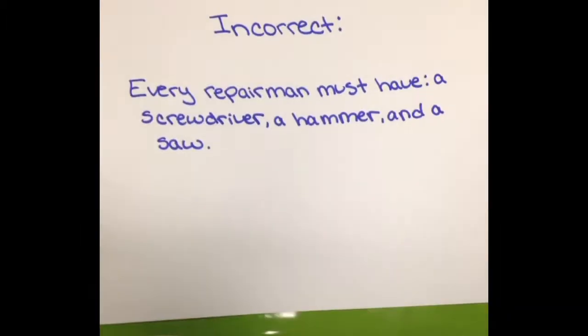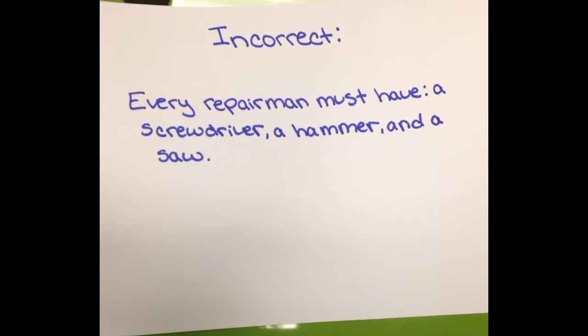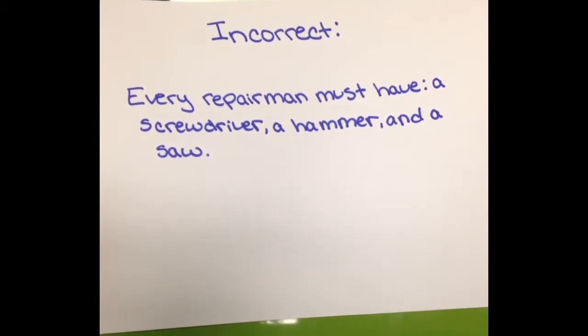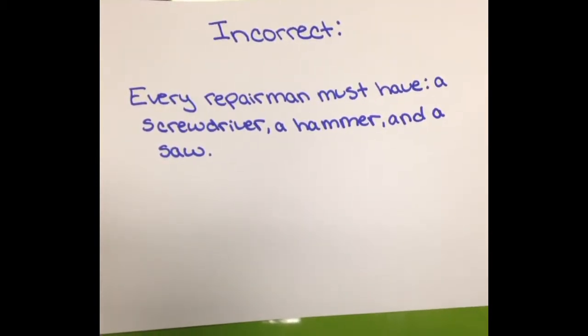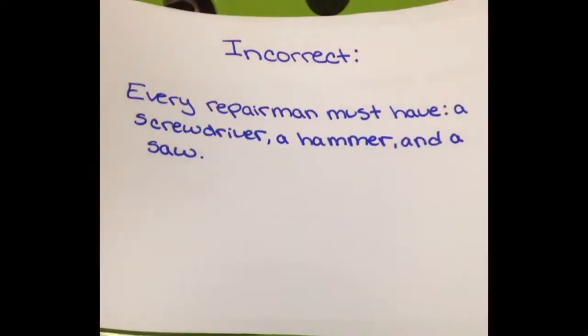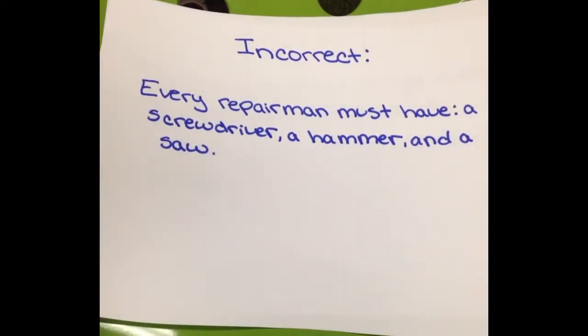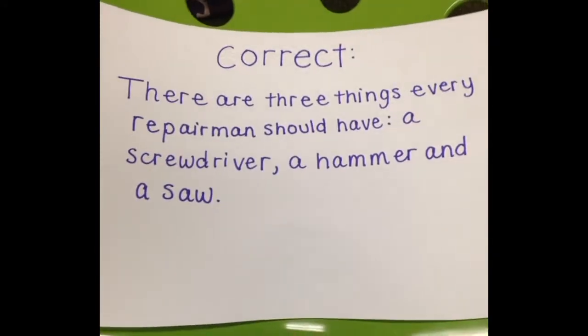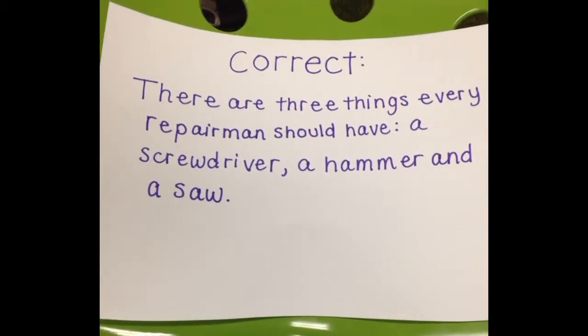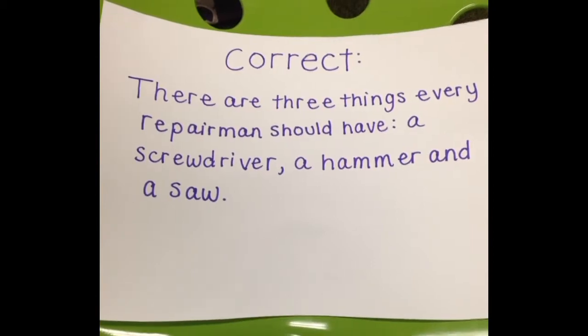An example of a colon being used incorrectly is, "Every repairman must have: a screwdriver, a hammer, and a saw." Next, the phrase "every repairman must have" has to become a complete idea. Therefore, a correct sentence would be, "There are three things every repairman must have: a screwdriver, a hammer, and a saw."